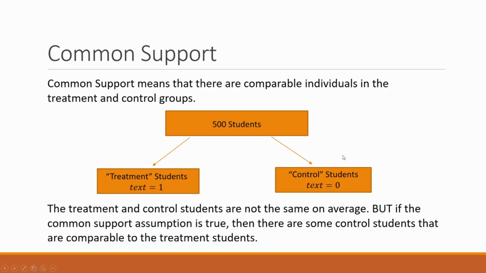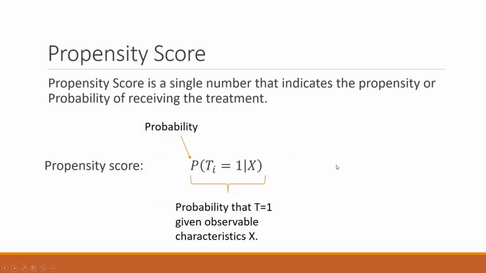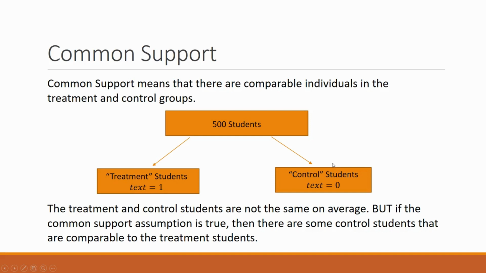We will be able to find students in our control group that have very similar p-scores to the students in our treatment group. We will be able to create matched pairs or matched groups between these two groups of students that will be very similar on average. So we'll be able to mimic randomization by creating matched groups or matched pairs. Okay, those are our two assumptions.